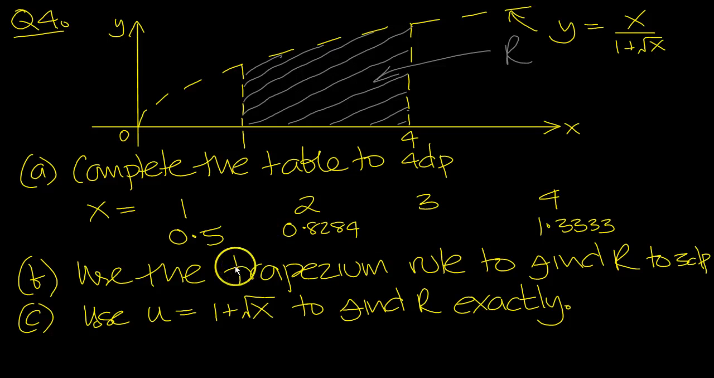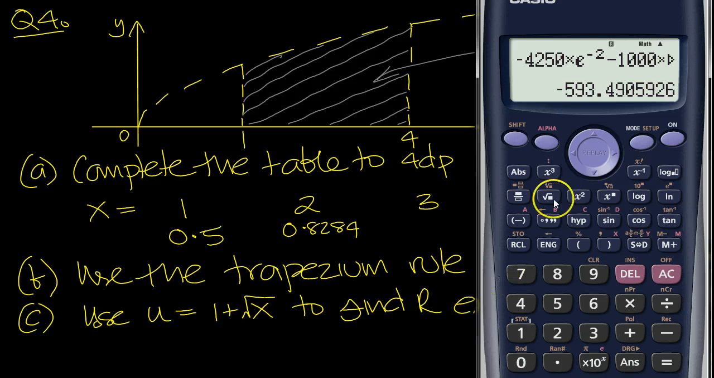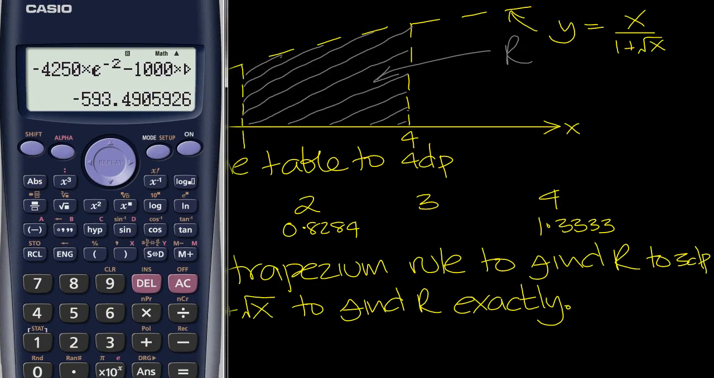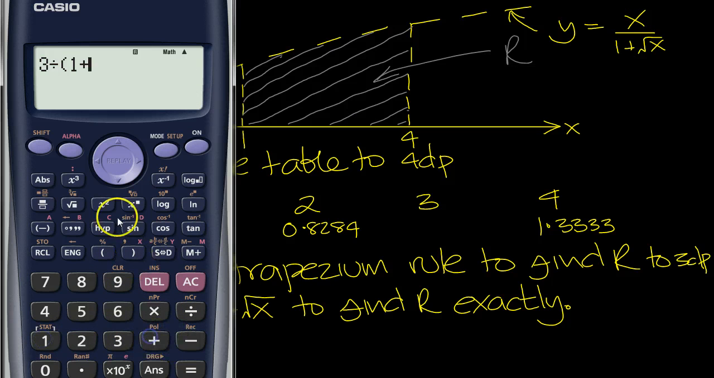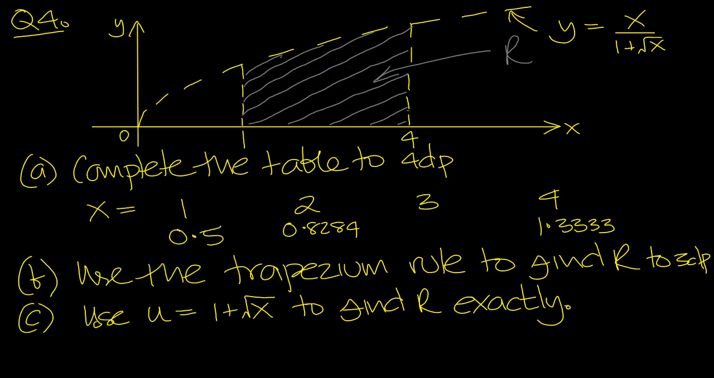So here's the question then. The first thing is to just work out this value here. So let's do that for 3. It's 3 over 1 plus root 3, so 3 divided by bracket 1 plus the square root of 3. We need to work that out to 4 decimal places. 1.0981, put that in then. 1.0981, that was to 4 decimal places.